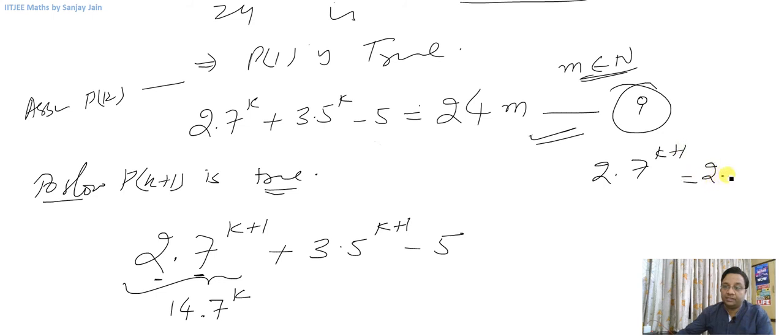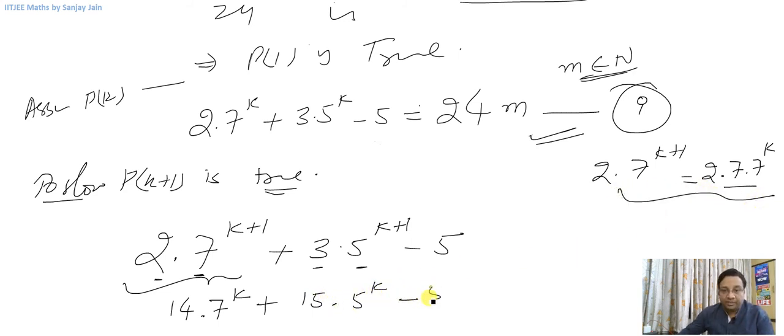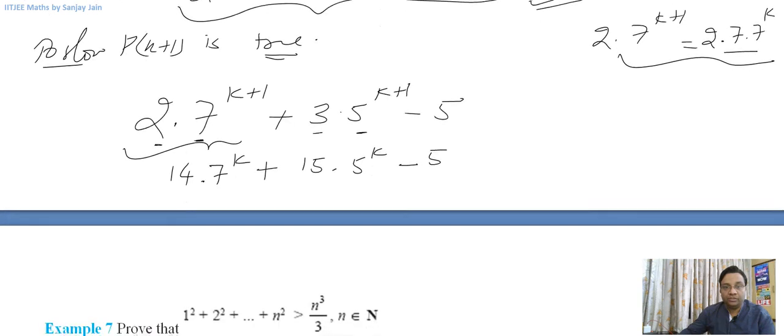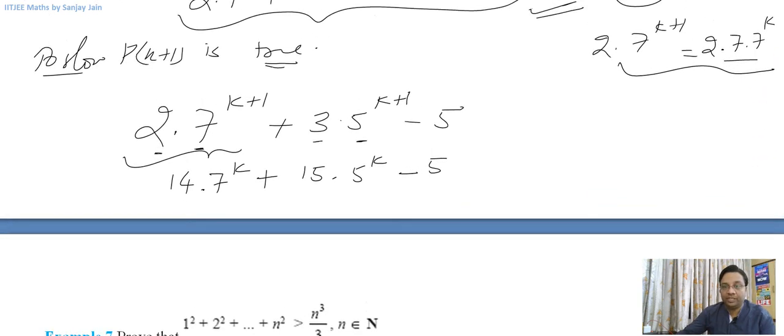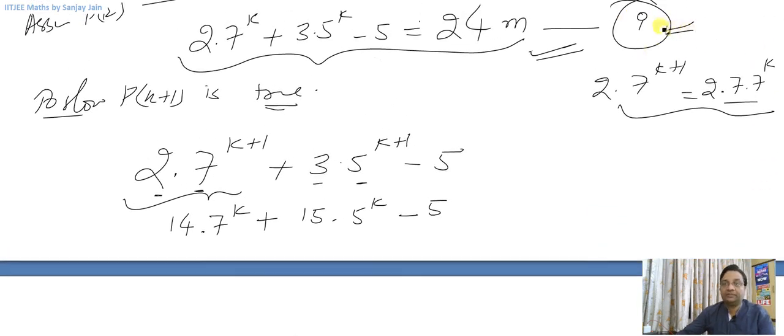What I've done here is, this was 2 into 7 raised to power k plus 1, so I've written it as 14 into 7 raised to power k. Then plus, this is 5 into 5 raised to power k. So 5 into 3 is 15, so 15 into 5 raised to power k. Something similar to this. Minus 5. I want to use this equality here, right? So what do I do with this expression to be able to use this equation? That is the manipulation that I want to do here.